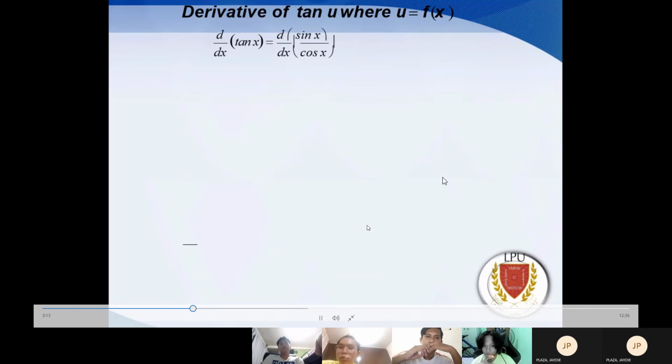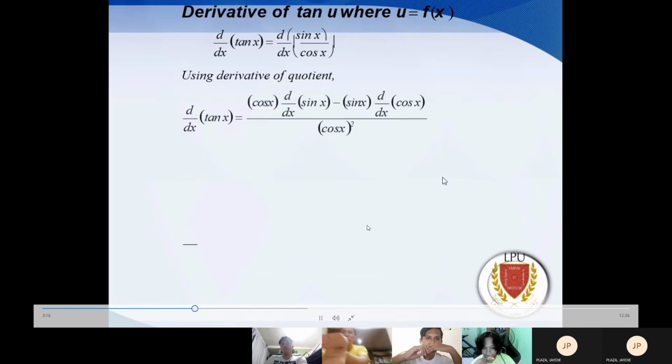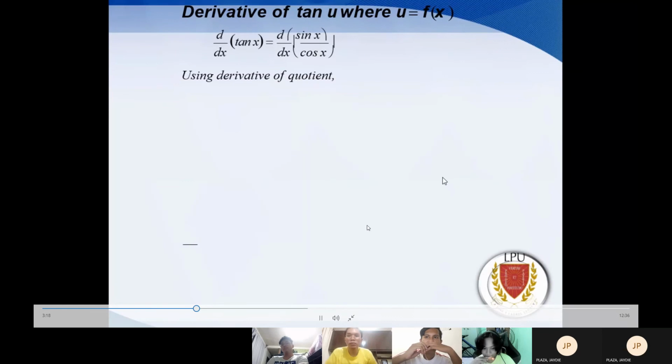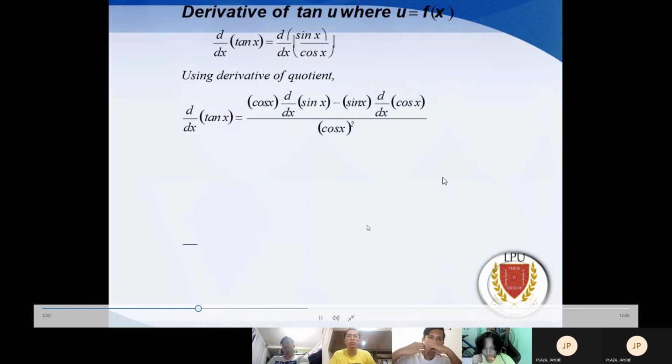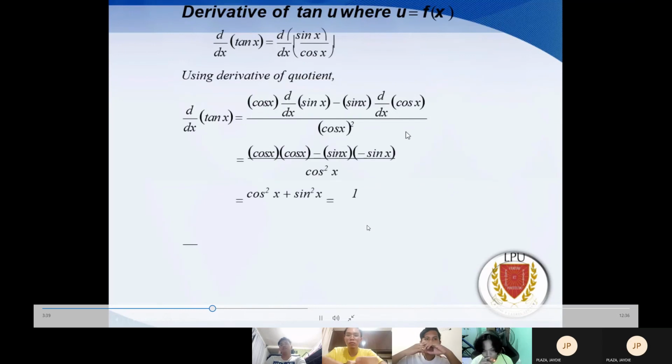For the derivative of tangent u, where u is f of x, we have tangent as sine x over cosine x, using the derivative of a quotient, which is, again, v du minus u dv over v squared. So we have here v times the derivative of u, the derivative of sine x, minus sine x times the derivative of cosine x, all over v squared, which is cosine squared x. So let us solve for the derivative of both sine x and cosine x. We have cosine x times cosine x minus sine x multiplied by negative sine x, all over cosine squared x.